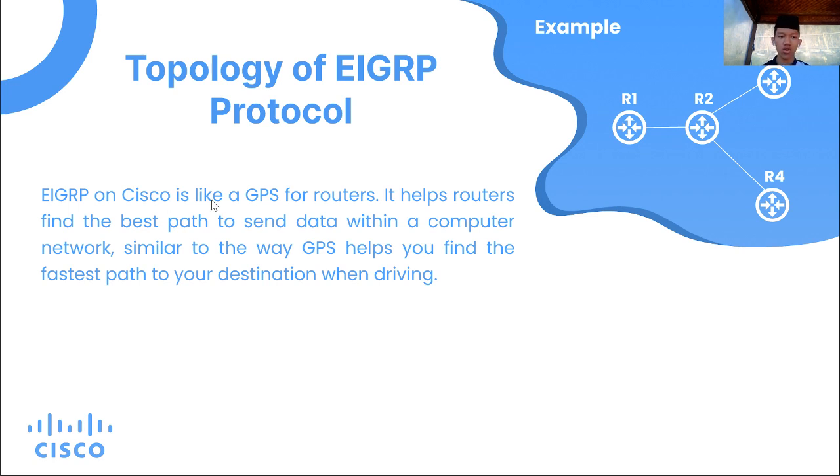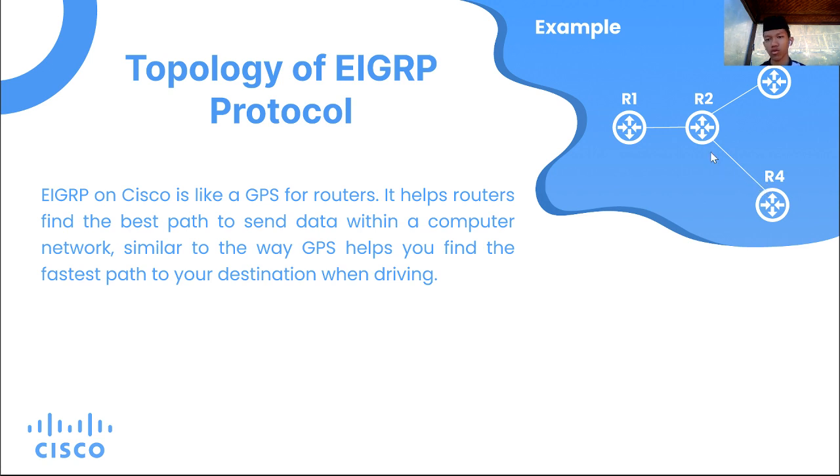EIGRP on Cisco is like a GPS for routers. It helps routers find the best path to send data within a computer network, similar to the way GPS helps you find the fastest path to your destination when you are driving. For example, this is the topology.